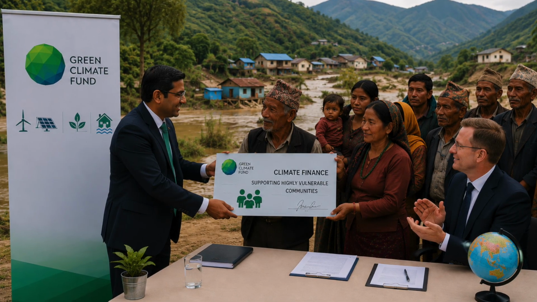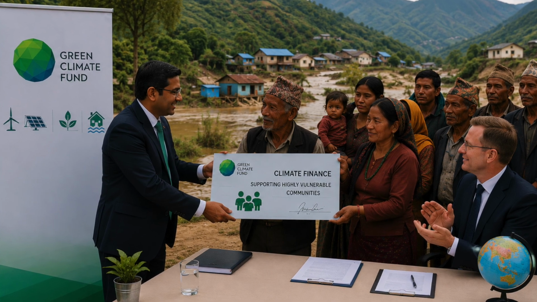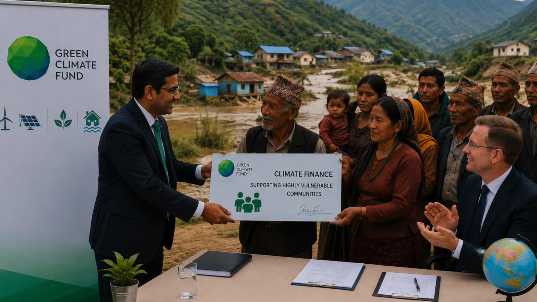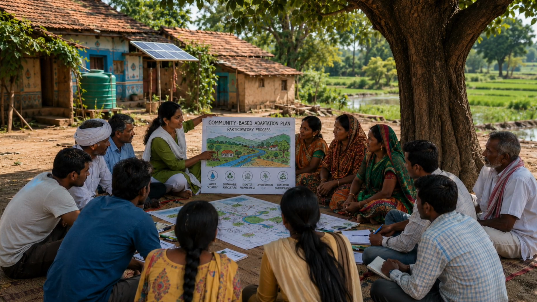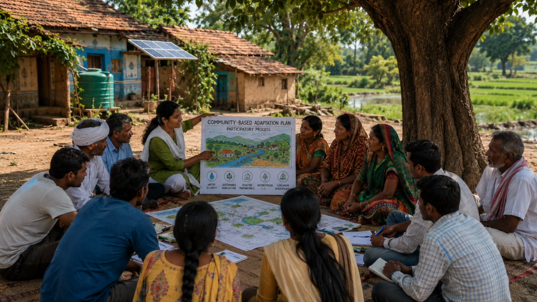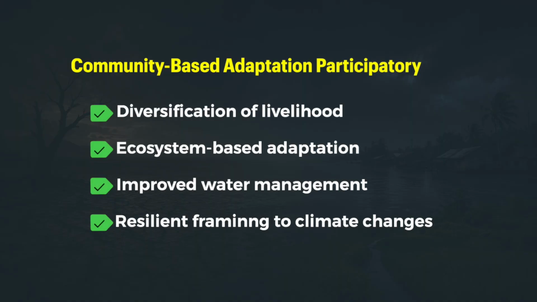Now, let me also explain to you the resource allocation and funding. As you know, funds are given to the communities that are classified as highly vulnerable by international institutions such as the Green Climate Fund, which has been described to you in previous lectures. Community-based adaptation participatory approaches are useful in designing interventions like diversification of livelihood, ecosystem-based adaptation, improved water management, and resilient farming to climate changes.